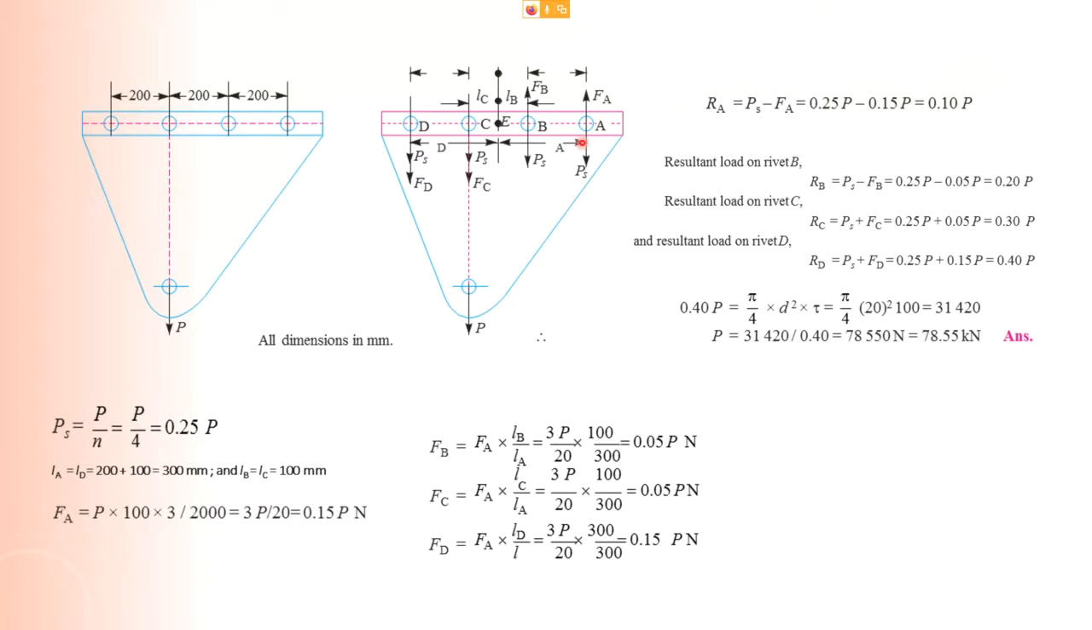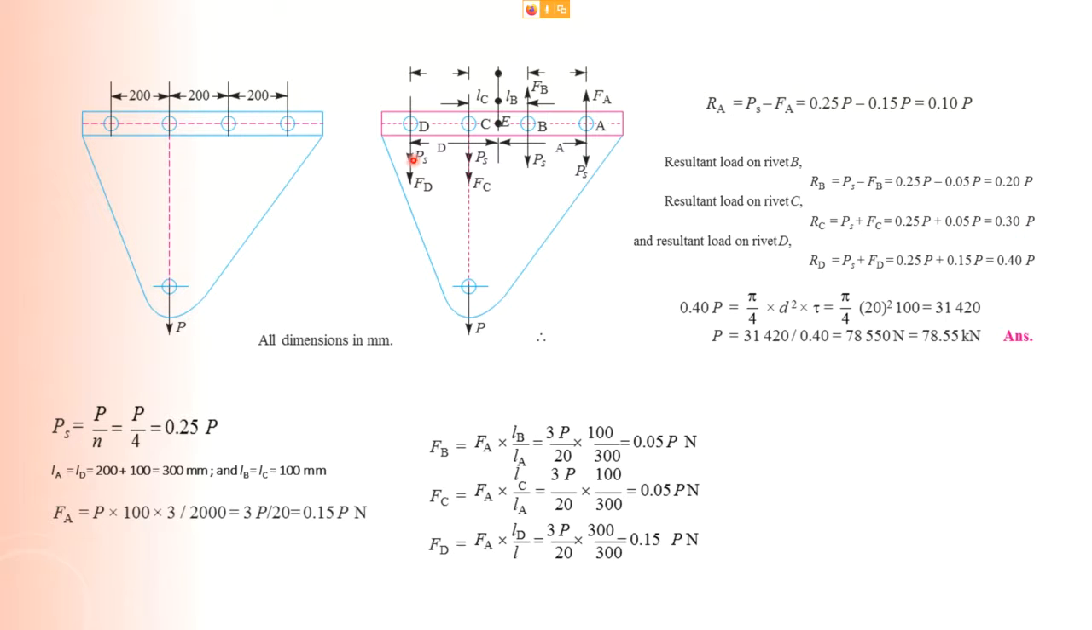Because it's up, the other one is down. The same for this also. FB is acting up, PS is acting down. So when you put your PS and FB, you will be able to get RB as 0.2 P. Then when you refer to C, this force and this force, primary and secondary shear load, are both acting downwards in the same direction. So you add them up, and you get 0.3 P.